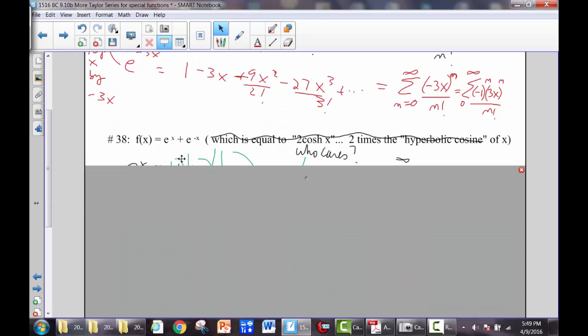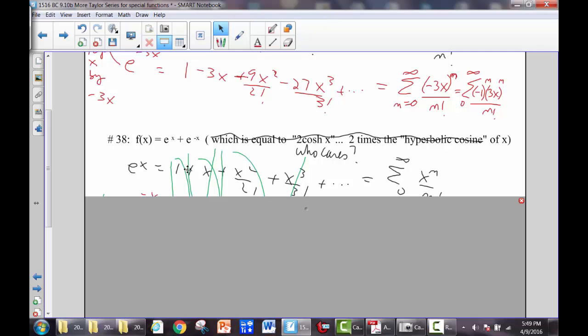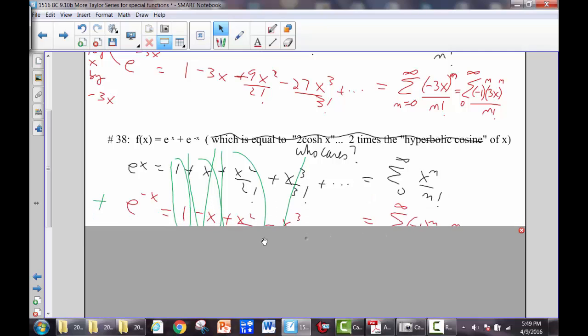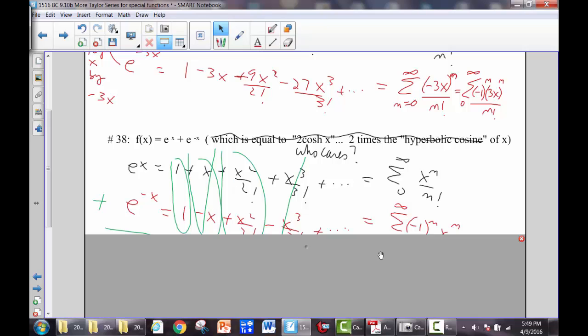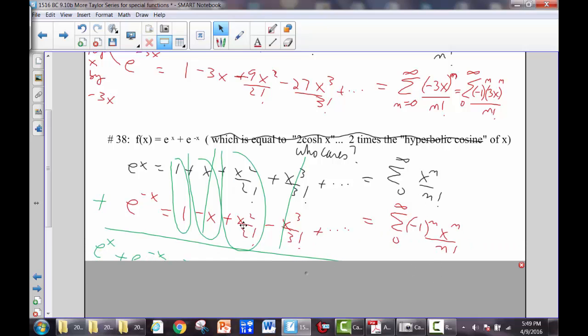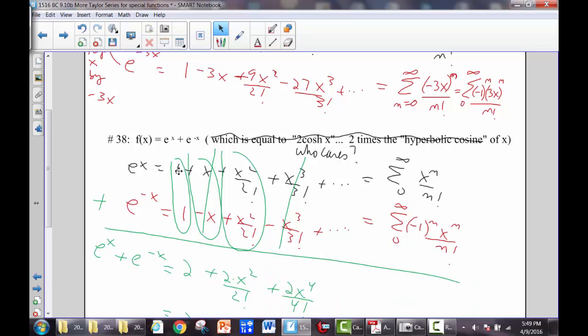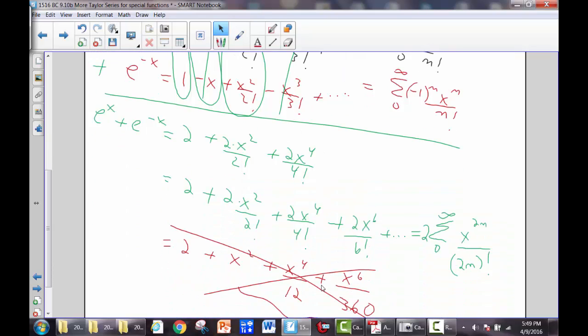Number 38, e to the x plus e to the negative x. Don't worry about this. You won't learn that until university. So we start with e to the x, which we know. We know e to the negative x. We just replace all the x's by negative x's. So that would look like this, right? And then we're simply going to add these series. These are polynomials, and we're simply going to add the like terms. So 1 plus 1 is 2. x plus negative x is gone. x squared over 2 factorial plus x squared over 2 factorial is 2 times x squared over 2 factorial, etc. All the odd ones will be gone, and you'll have 2 times the even ones.